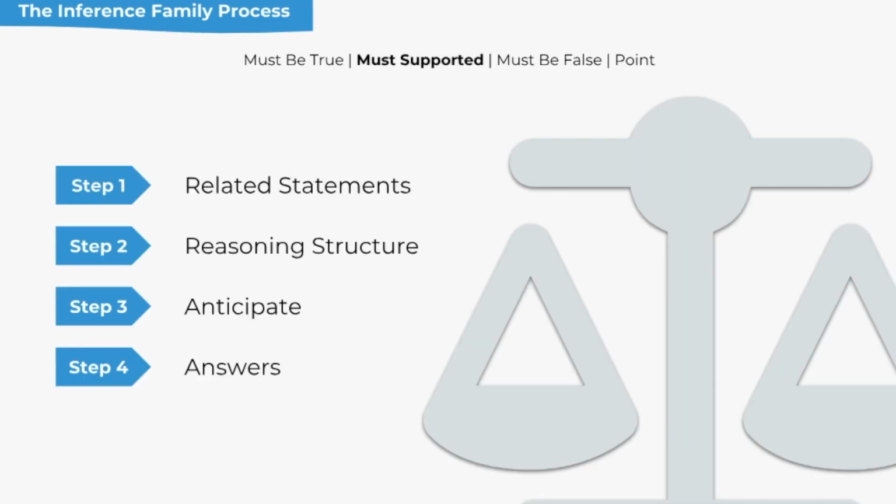The process for approaching a most supported question is the same as it is for anything within the inference family, which is to first find related statements within the information above, then to look for language cues within those statements that suggest what kind of reasoning you're looking at, use that to see how those pieces connect and anticipate what an answer might sound like, and then review the answer choices.